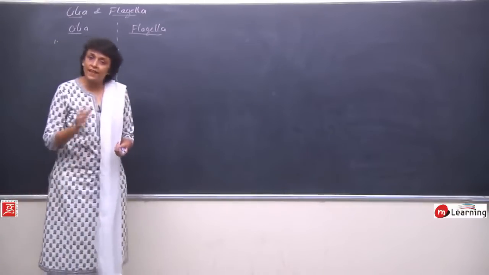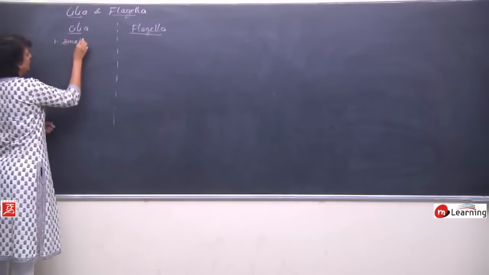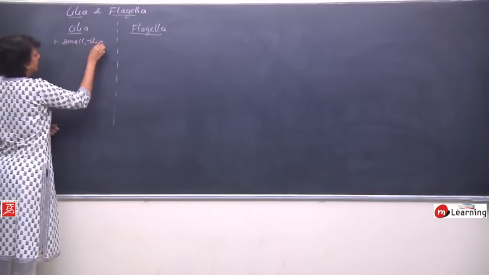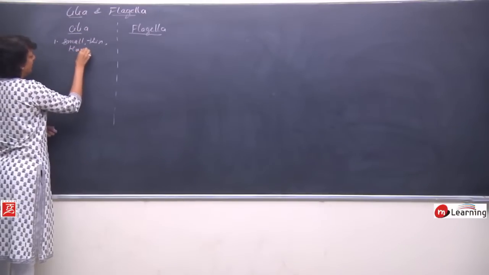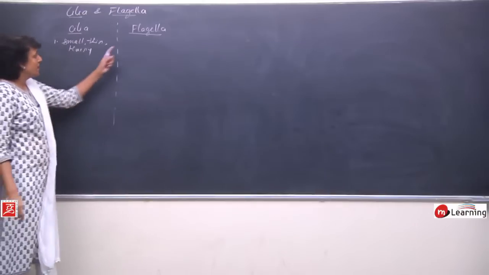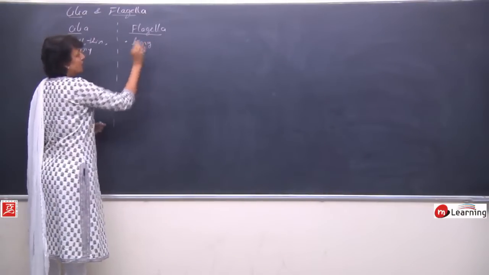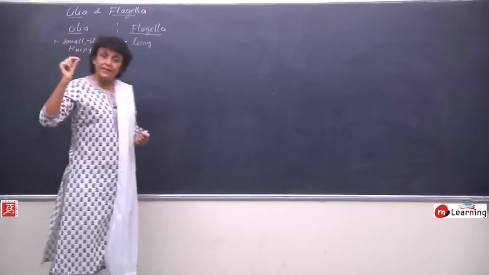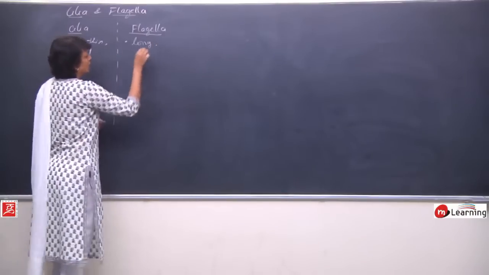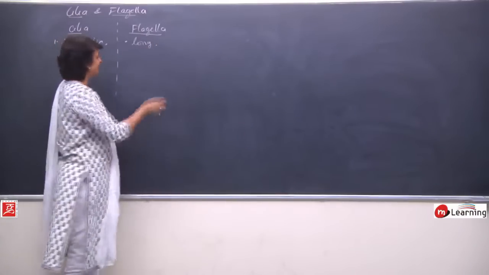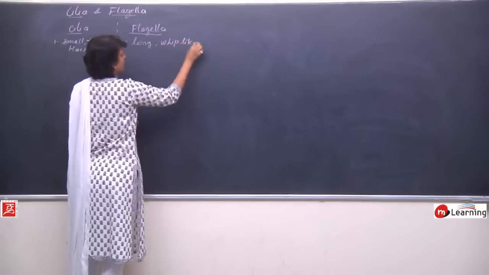Cilia are normally very small, thin, hairy structures. Hairy in the sense their appearance is like hair. Flagella are long. Normally their base is wide and the tip gets narrower. So they are long, we can say whip-like structures.